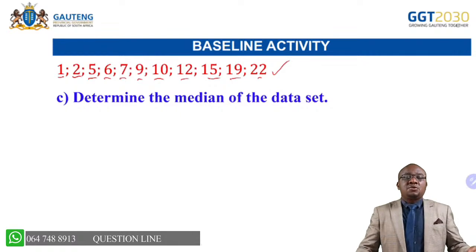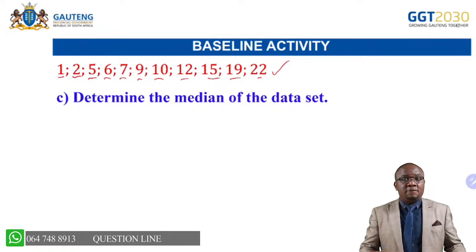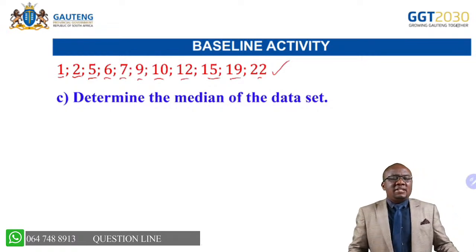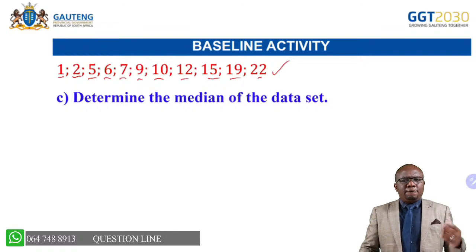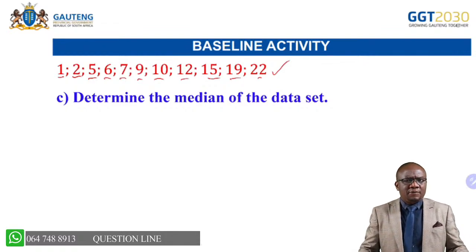11 numbers. So it means now we need to find the position of the median. There is a formula that we use to find the position of the median. What is that formula? Anyone who remembers? You can tell ma'am or say in the classroom, how do we find the position of the median?